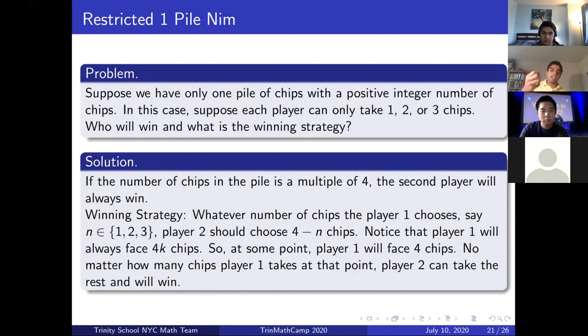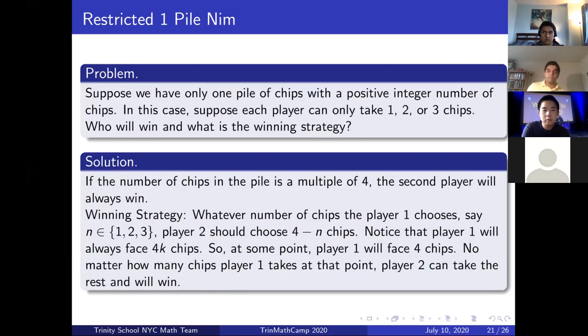But notice that if it's not a multiple of 4, player 1 can essentially make player 2 face a multiple of 4 chips. So in that scenario, player 1 will always win. So player 2 wins if the number of chips in the pile is a multiple of 4, and player 1 wins in any other scenario.